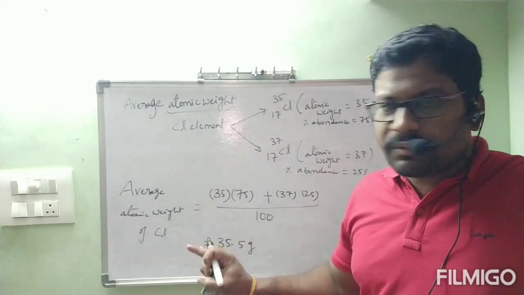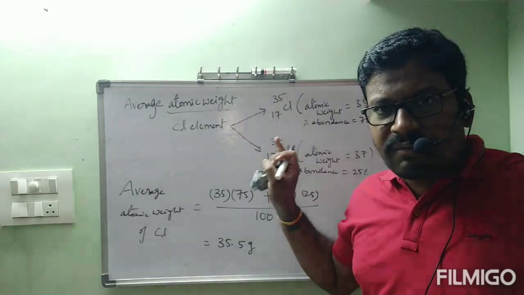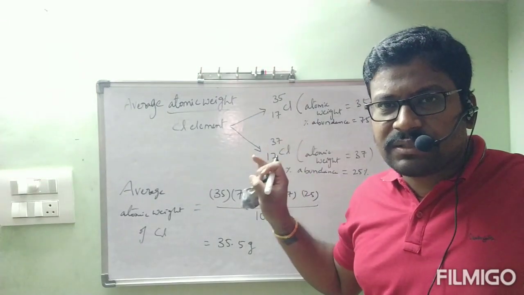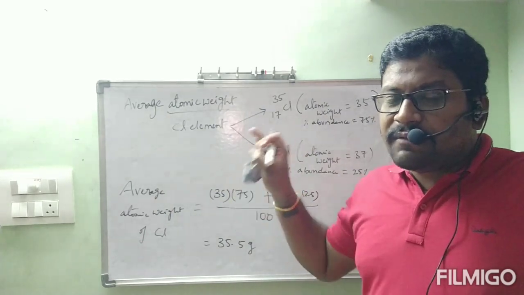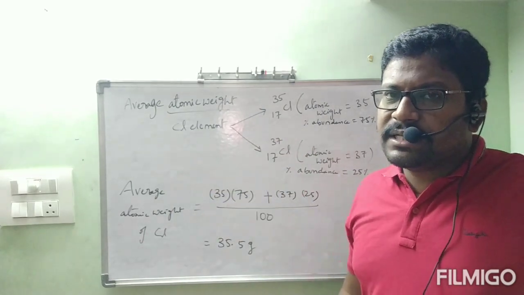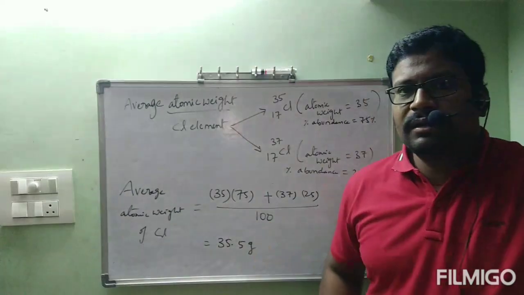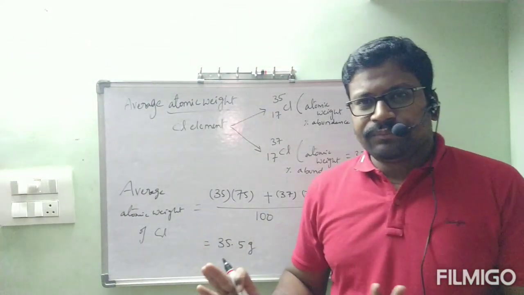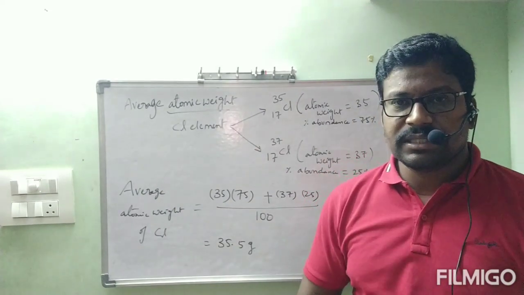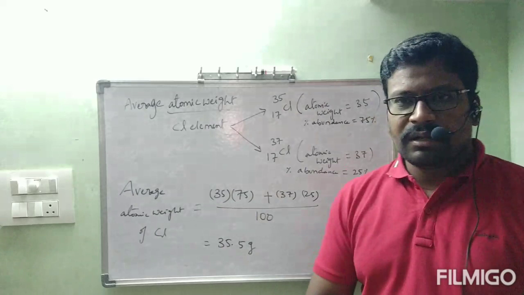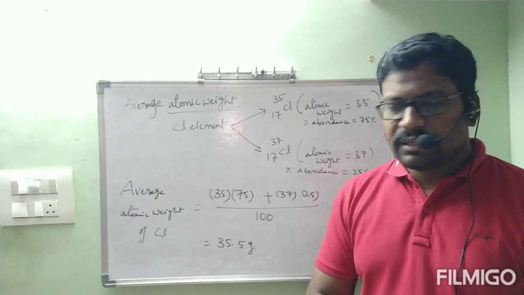Okay? But till now, remember this average atomic weight formula first: atomic weight of the first isotope into percentage abundance of the first isotope, plus atomic weight of the second isotope into percentage abundance of the second isotope, divided by 100. Till now it is okay. Then what about atomic number and all those things, in the next coming classes we will see. Okay? This concept, average atomic weight. Shall I go to the next one? Let us see.